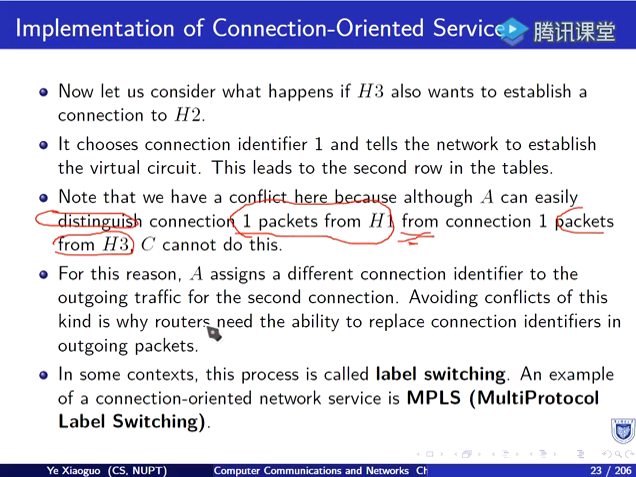Avoiding conflicts of this kind is why routers need the ability to replace connection identifiers in outgoing packets. In some contexts, this process is called label switching. An example of a connection-oriented network service is MPLS, multiprotocol label switching.